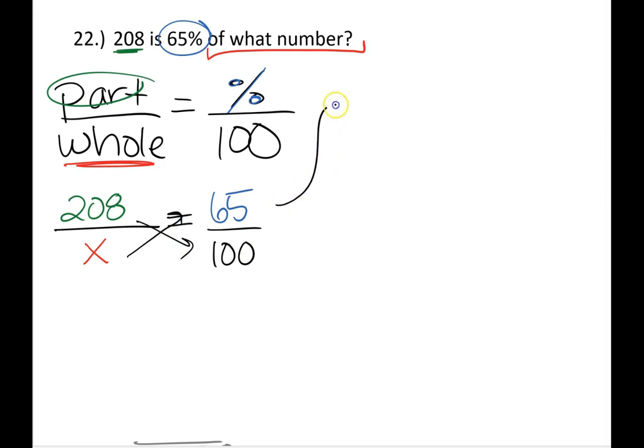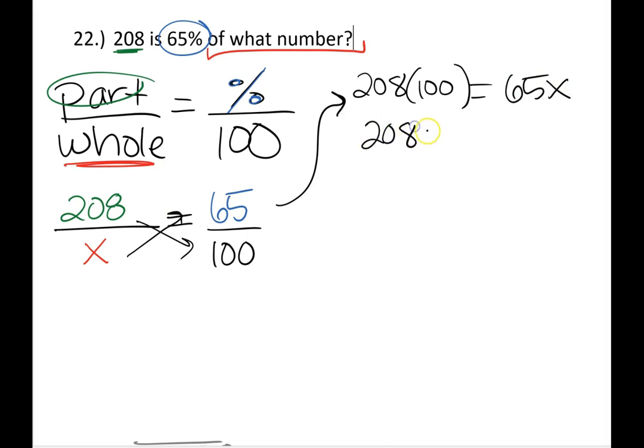So we have 208 times 100 equals 65 times x. So that's going to give us 20,800 equals 65x. And then when we solve for x, that's going to give us the answer to the problem. So to do that, we're going to divide by 65.